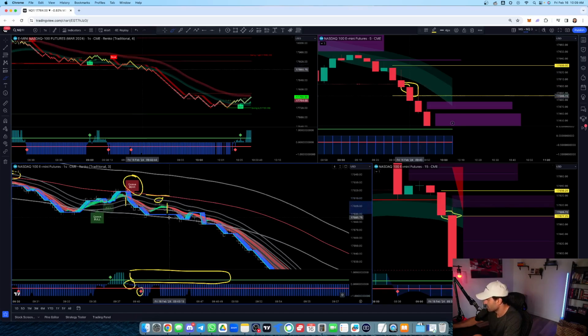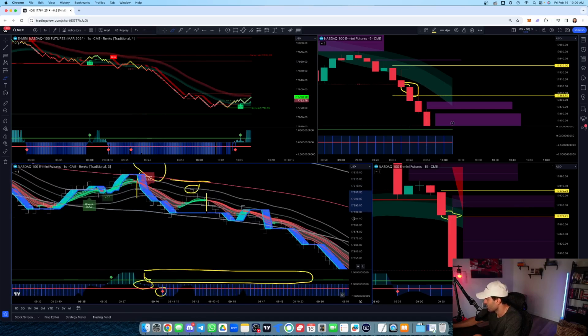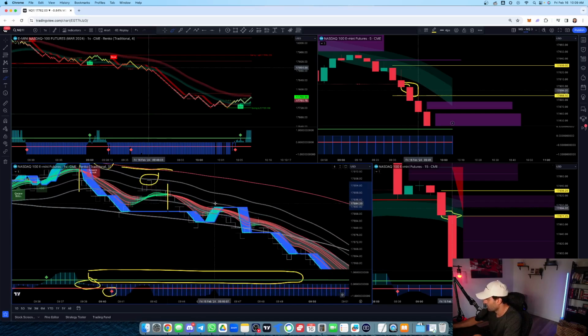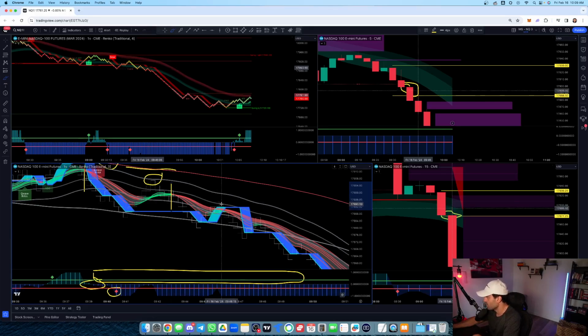So we get a flip here on the Q cloud. And if I zoom in, you'll notice that right here, I believe this is where I'd entered in my first position. We don't get a full flip. They start to turn green here in the Q cloud, but we don't get a full flip to green. We get another flip to all red right there.